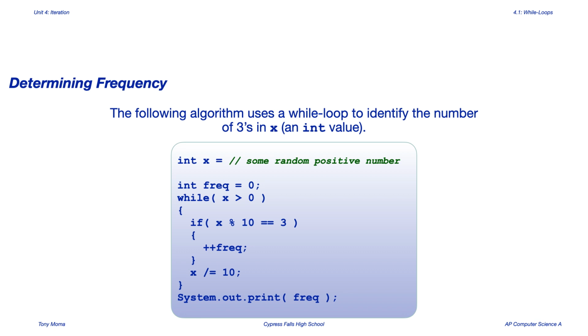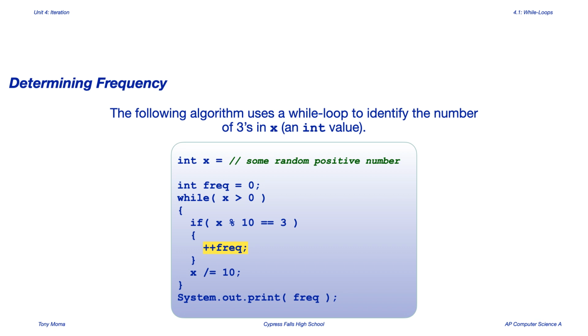So that means we're going to need a second int variable, which we'll name freq, short for frequency, and we're going to use that variable to keep count of how many 3's are in x. So we enter our while loop using the same expression as before, and now we have an if statement. Instead of printing out the rightmost digit, we use the if statement to see, is the rightmost digit equal to 3? If it is, increase frequency by 1.